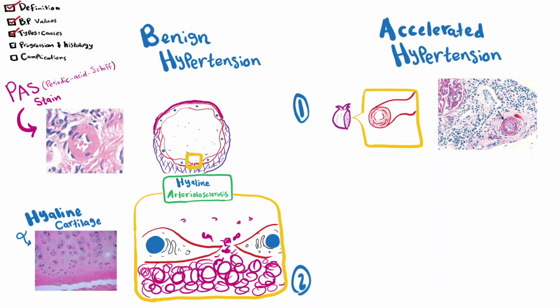Okay, so in this renal arteriole, you see how the smooth muscles are proliferating. You can barely see the lumen. So we call this hyperplastic arteriosclerosis because it's caused by accelerated or malignant hypertension.